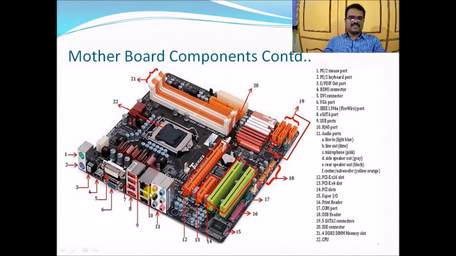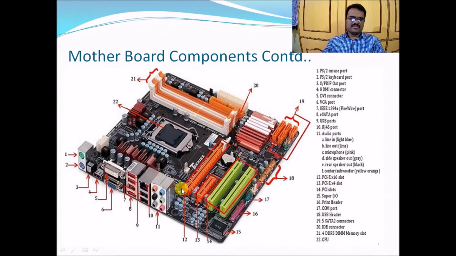Number 10 is called the RJ45 port, which is used to connect a LAN cable. Number 11 are audio ports. These are line in, line out and microphone, which is pink in color, side speaker out, which is gray in color, rear speaker out, which is black in color, and center subwoofer, which is yellow-orange. So these are the audio ports.